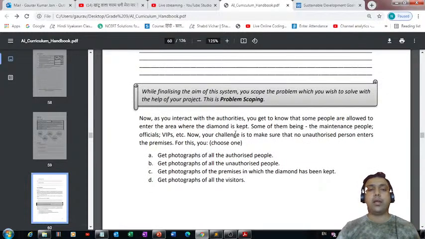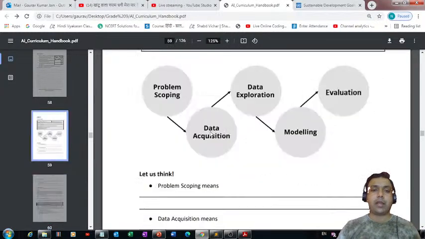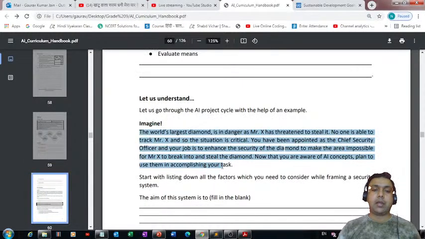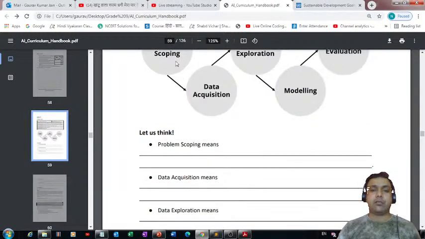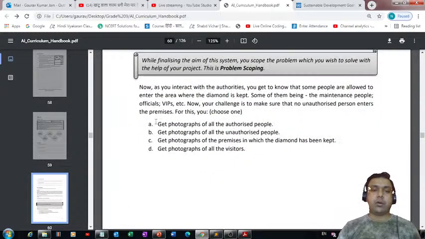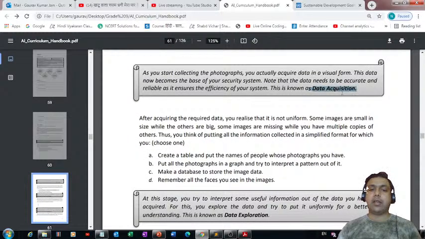Now in the second stage, we have to start acquiring the information. So here a scenario has been taken, and based on this scenario, all the five stages given to us have been explained. This is what the writer has done here. After this, we will acquire the information in the form of photographs. As chief security officer, I will get the photographs of all the unauthorized people, of all the authorized people, of the premises in which the diamond has been kept, and I will also collect photographs of all the visitors. So this is what will happen in this data acquisition stage.